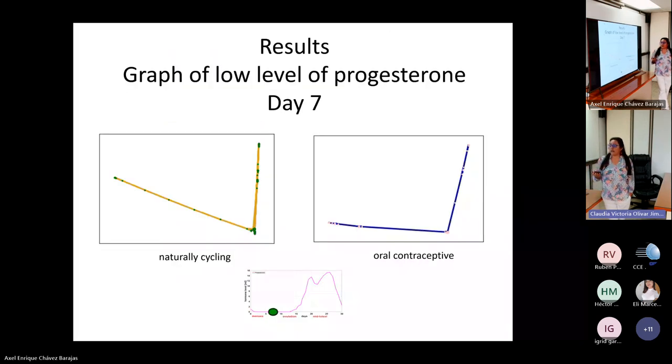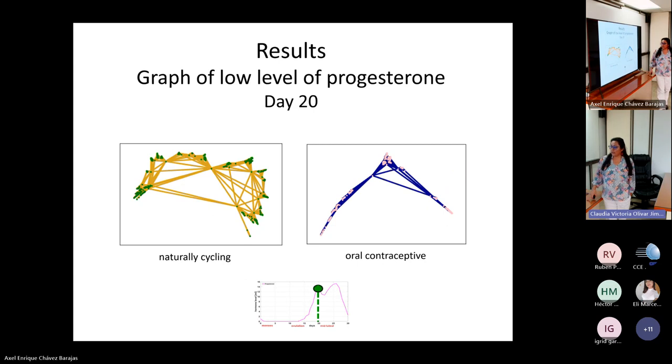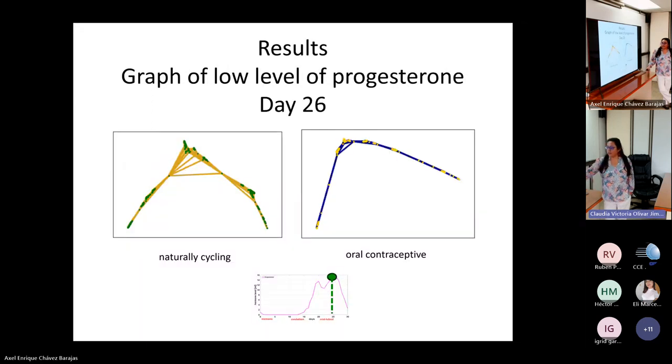In the case that we use the data on one day, in this case the 7th day, the progesterone level is low, and the graphs have the same geometry. But when the progesterone level increases, we can see there are differences between when the woman has a natural cycle and when the woman is consuming oral contraceptive. And on this other day, the other peak of the progesterone, we also have a change in the geometry of the graph.